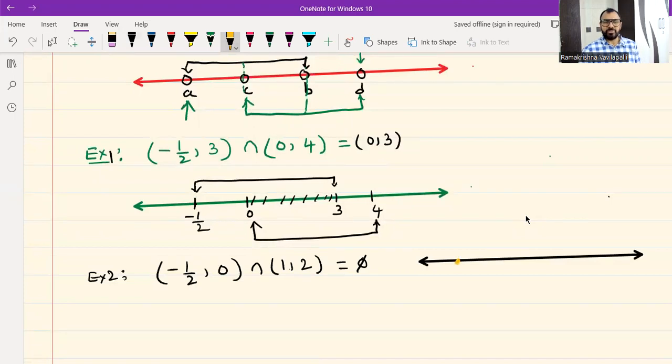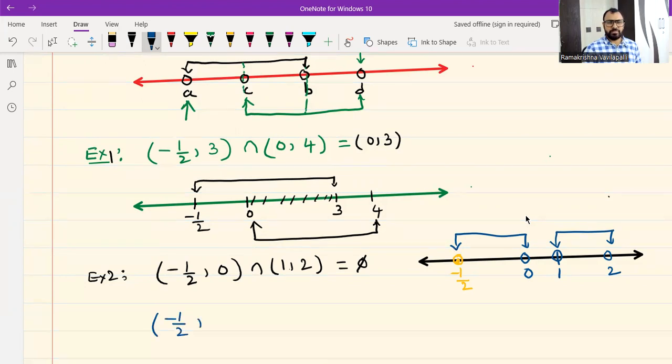This is minus 1/2 to 0 and 1 to 2. You see, is there any common interval overlapping? There is nothing overlapping, right? So for the same one, if I ask minus 1/2 to 0 union 1 to 2.